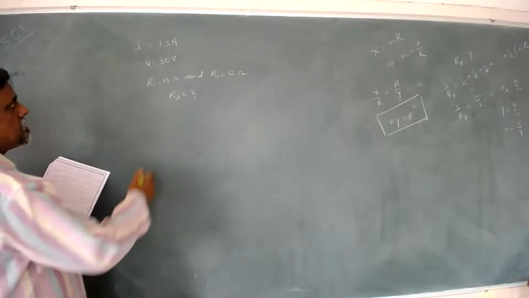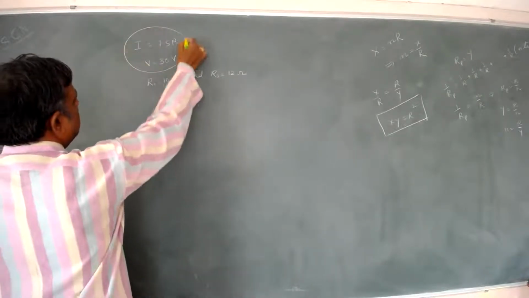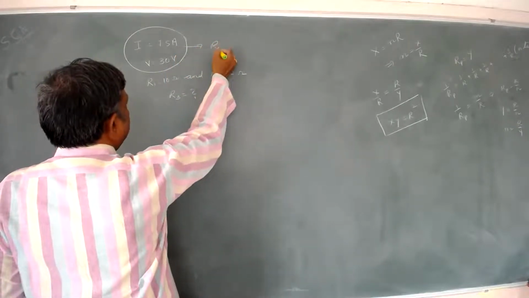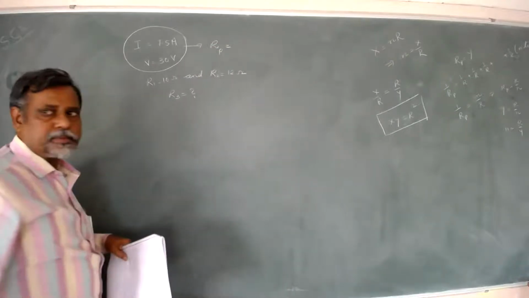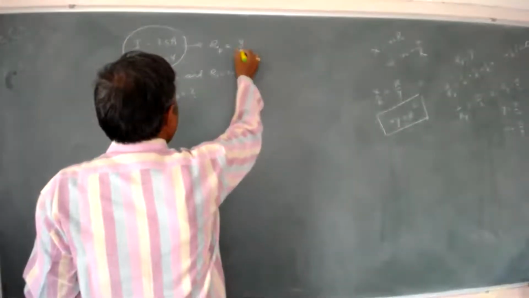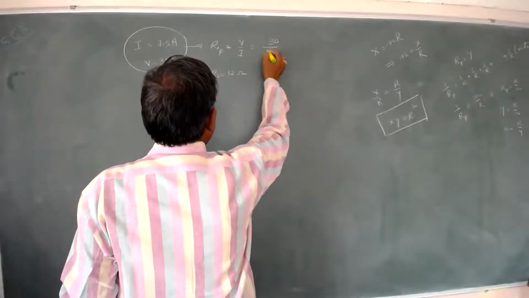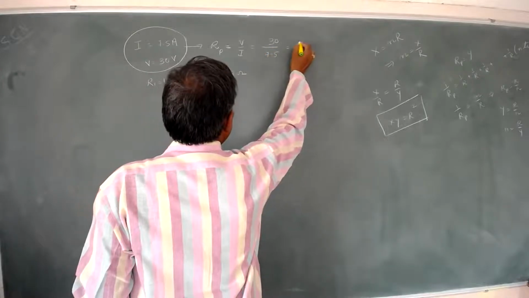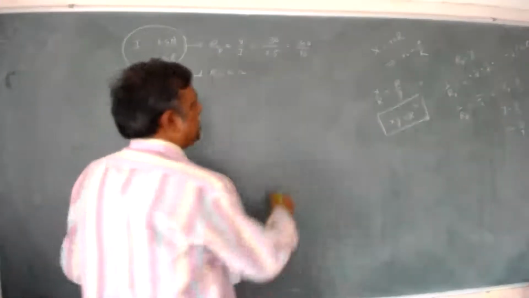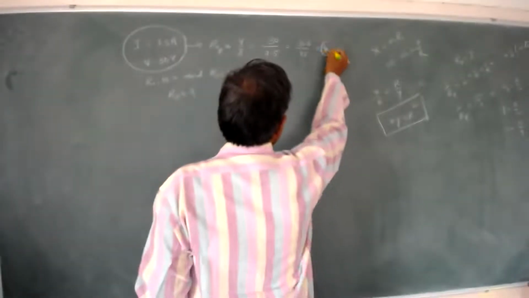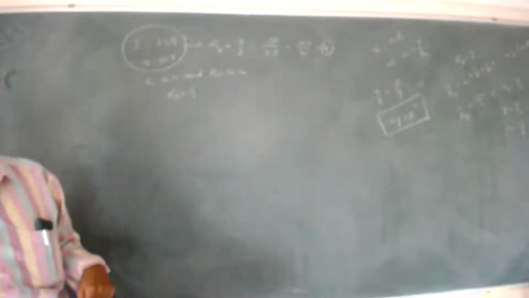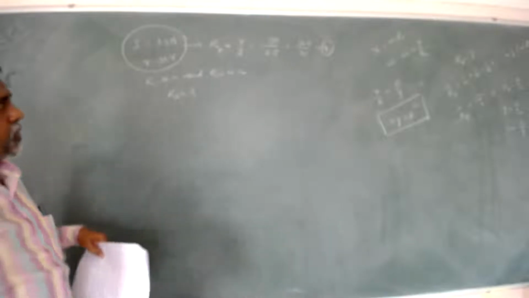Right. Now, what should be the effective resistance? That will be the effective resistance of the parallel combination. So V by I, 30 by 7.5, that is 300 by 75. So the effective resistance is 4 ohm.